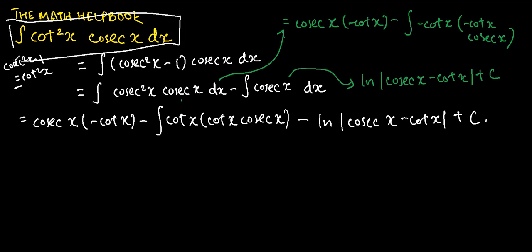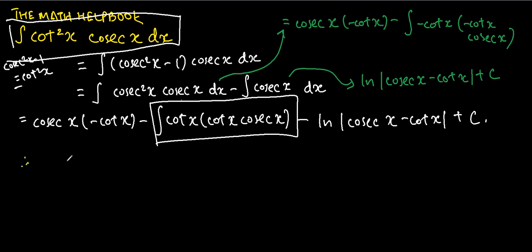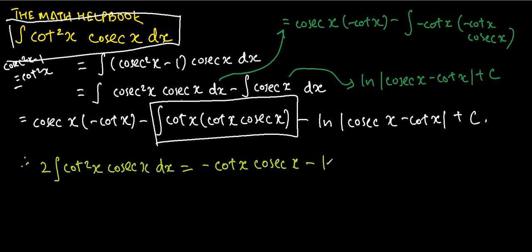So this question and this part here itself, it's the same. And then what we will do is that we will bring the integration over to the left hand side. So let me just rewrite the whole equation. Therefore this is equivalent to 2 times the integration of cotangent square x cosecant x dx, which is equal to the negative of cotangent x cosecant x minus the ln of absolute function of the cosecant x minus cotangent x plus c.